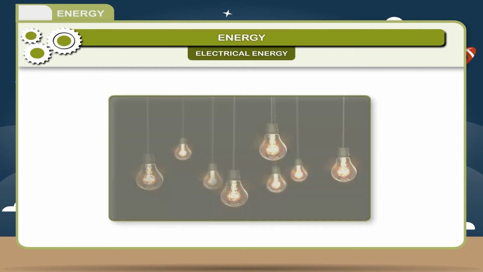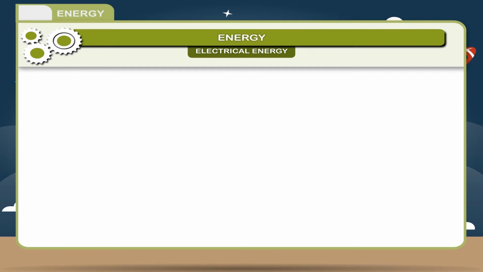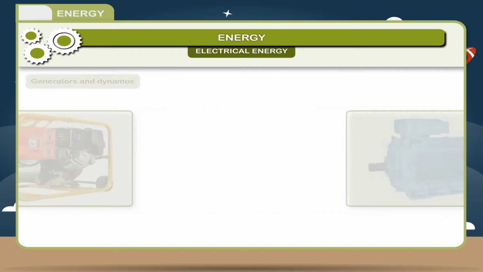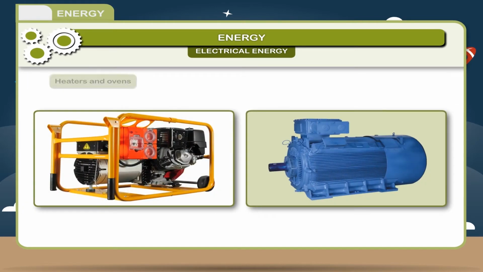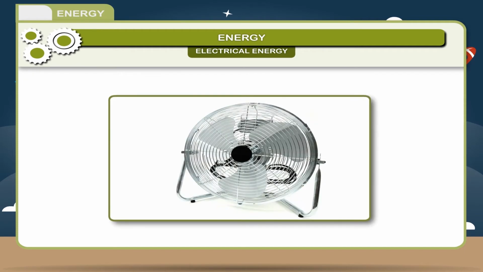Electrical energy. Electrical energy is one of the most useful forms of energy. Electrical energy is obtained by generators and dynamos. It is used in devices like heaters and ovens to produce heat. It is also used in lighting bulbs. Some objects use it to produce motion, such as electric fans.